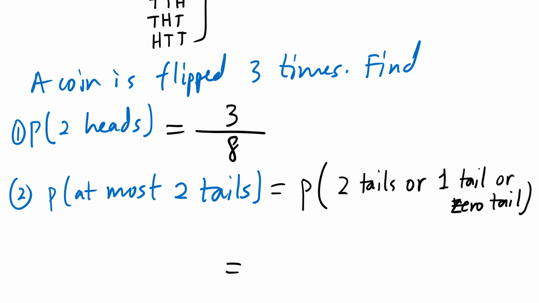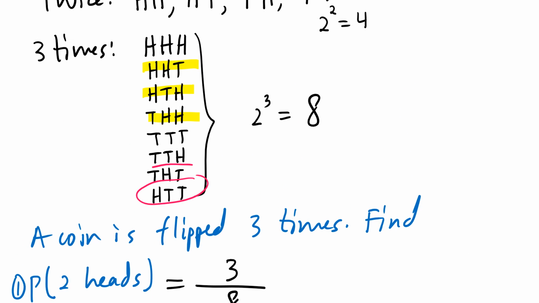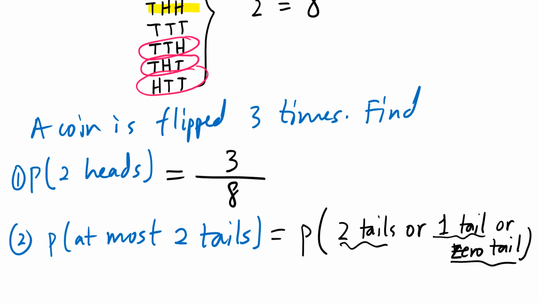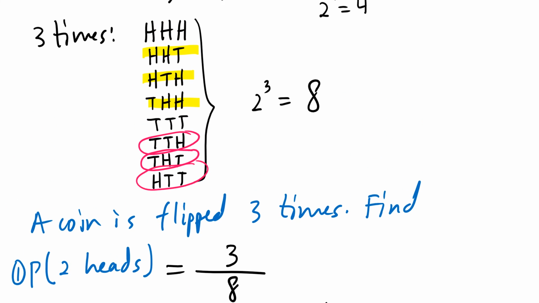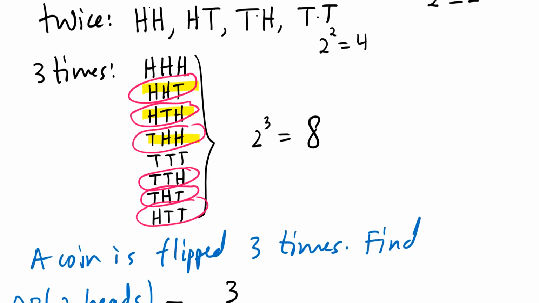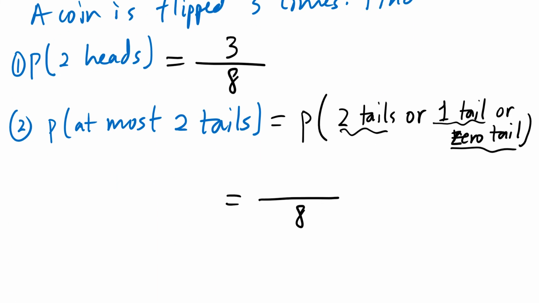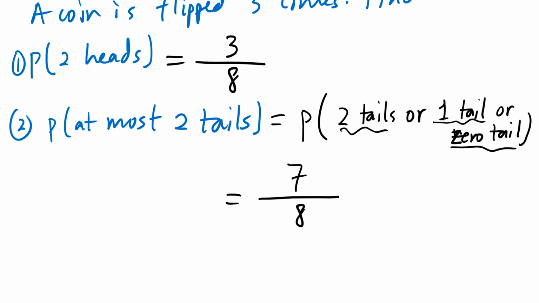So this means we need to count how many have 2 tails, how many have 1 tail, and how many have no tails. Let's count them up. Let's start with 2 tails, and I'm gonna circle them. 2 tails, 2 tails, 2 tails. Then 1 tail. Which one has 1 tail? This one, and this one. How many have 0 tails? 0 tails means all heads, the first one. So how many did I circle? Well, 7 of them. I circled 7. So that would be 7 out of 8.